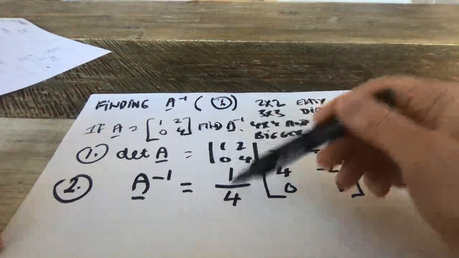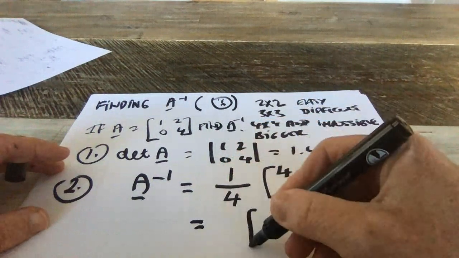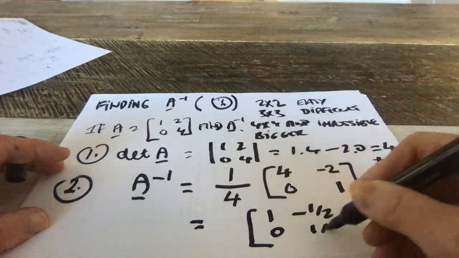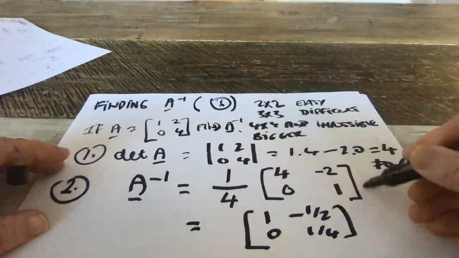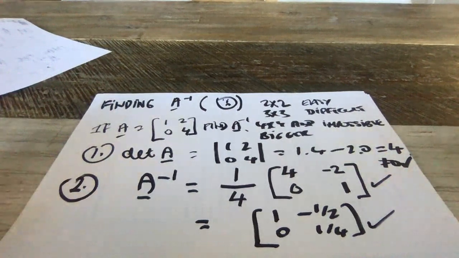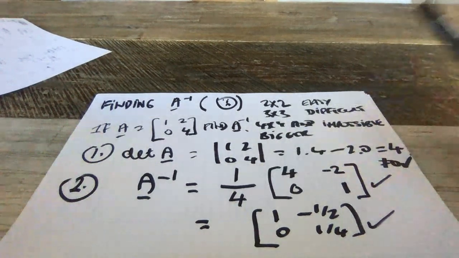Now you can leave it like that, and that's fine. If you want to multiply each of these elements by 1/4, you can do that as well. It doesn't matter. In this case, what you get is 1, -1/2, 0 and 1/4. So this is fine, and this is fine. Whichever way you feel happier with, go with that. But usually people just leave it like this, and that's fine.